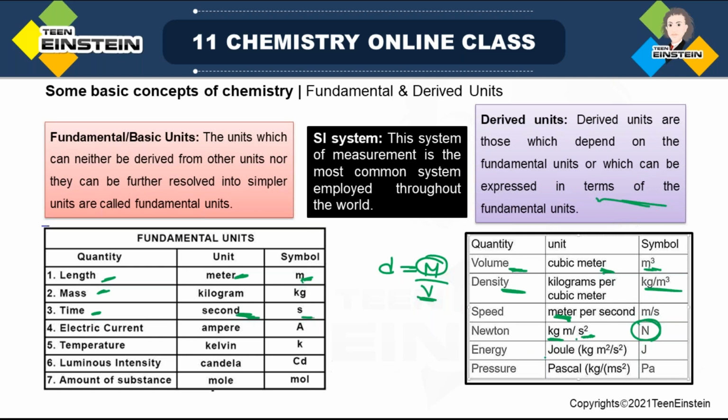Then joule, we express energy unit in joule, capital J, but it is actually kg meter square by per second square. So 3 individual units are present, but we do not write it in this way. We mainly write J. Pressure, Pascal, that is capital P and a. It is kg divided by m second square. So that is the difference between fundamental unit and derived unit.